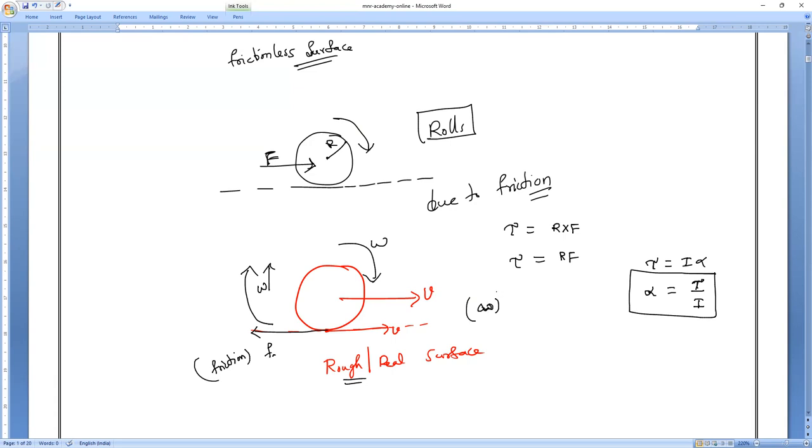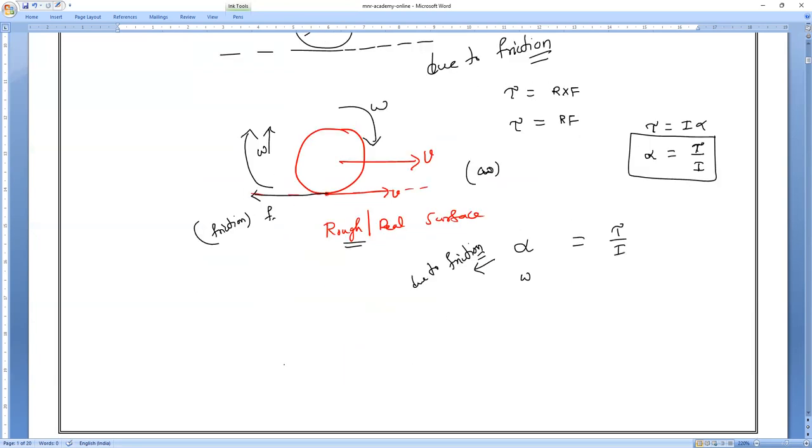It is clockwise. So why is it clockwise? What is the importance of this? All of you observe very carefully. Whether it is angular acceleration or angular velocity or whatever it is, keep in mind it is only because of what? Because of friction. Do you understand it? So due to friction only, rolling is always possible.